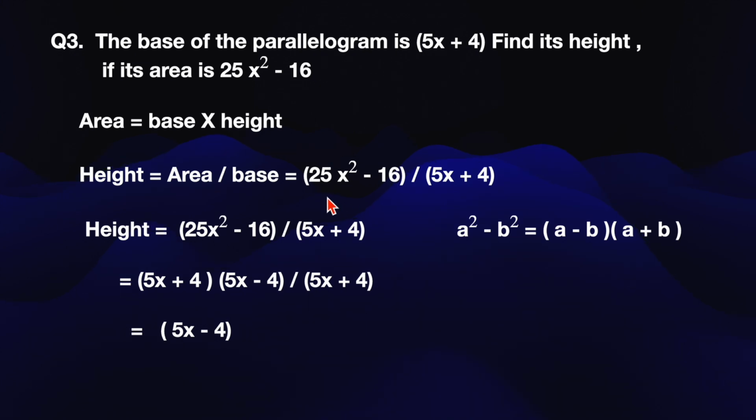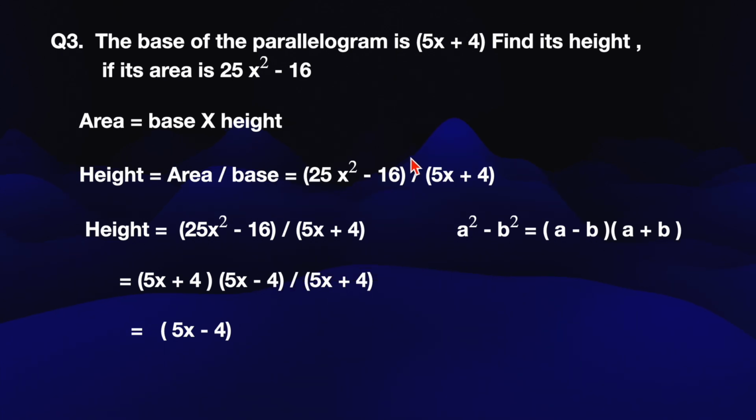Here we are going to divide by factorization. First we are going to factorize this polynomial and then divide. We are going to use identities to factorize. So here this is in the form of a square minus b square, which is equal to a minus b into a plus b. So here 5x the whole square minus 4 square. Okay. So 5x plus 4 into 5x minus 4.